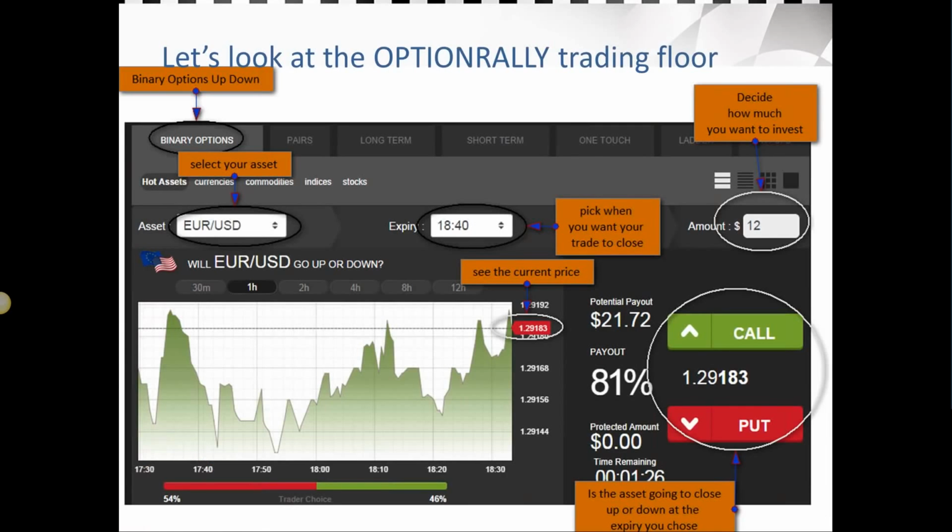Now, I'm going to take you over to the live option rally trading floor so you can see exactly how easy this is to do. So if you hold on one second, I'm going to bring that up on your screen, and we'll be looking at the live trading floor. As soon as that pops up on your screen, we're going to be looking at the binary options up-down trade on the option rally platform. So as you can see, it's a very clean, simple platform.